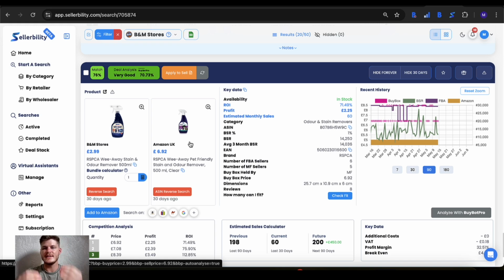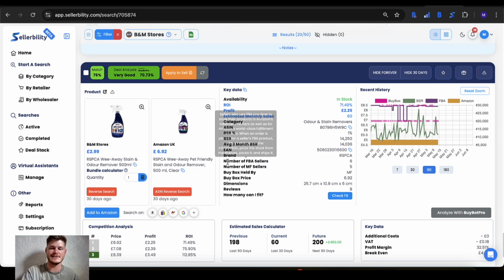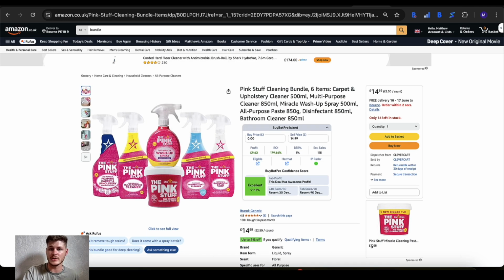So you need to be very careful when you are doing your analysis, and things like the bundle calculator make it so much easier to make these assessments. But that is the difference between a bundle and a multi-pack.